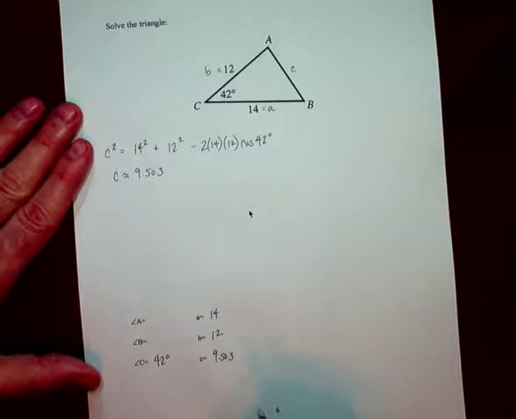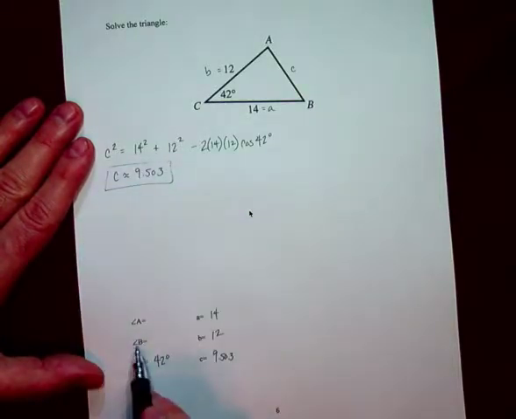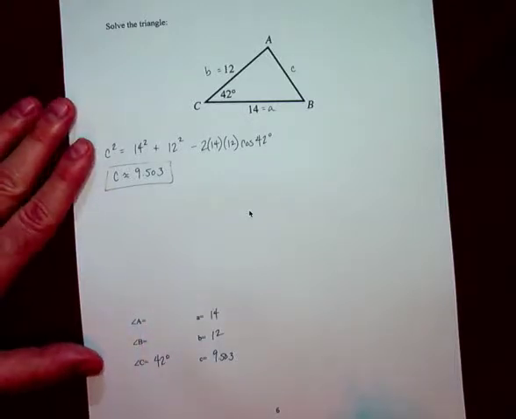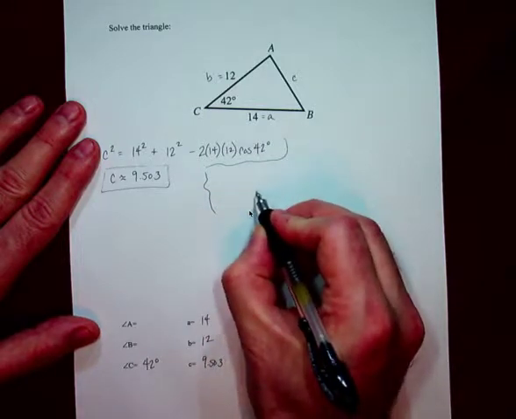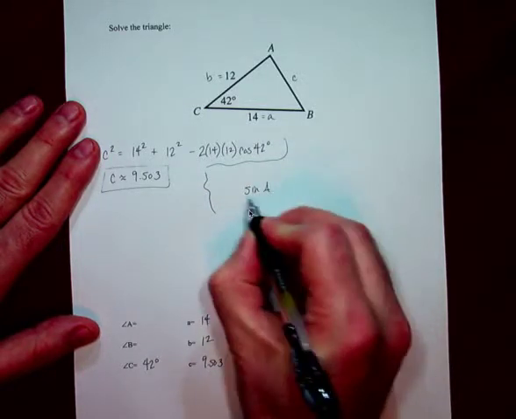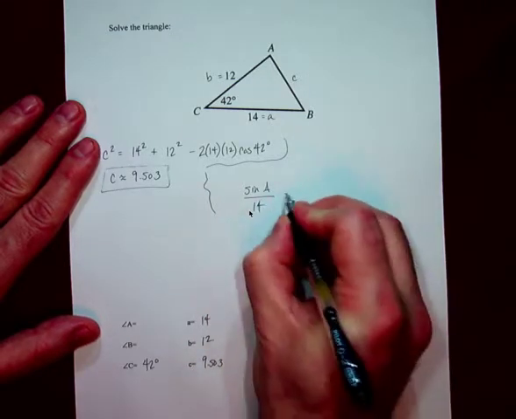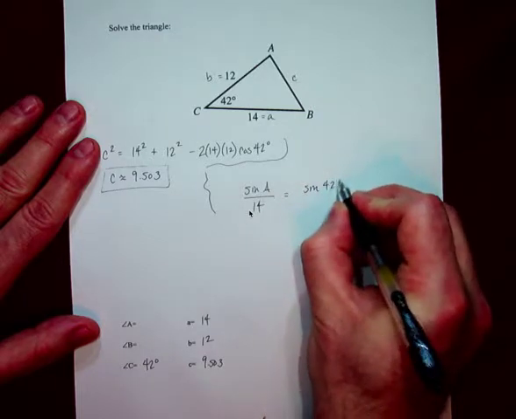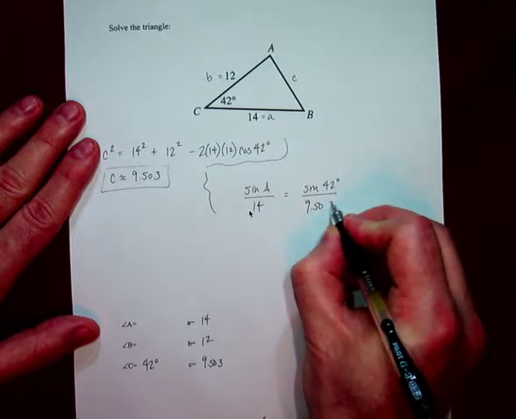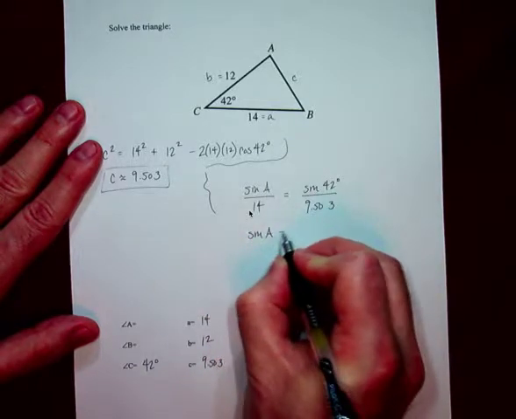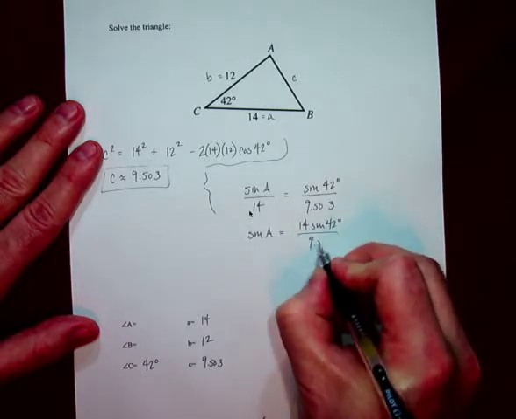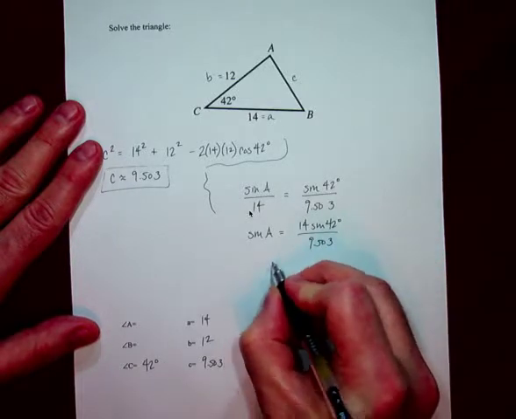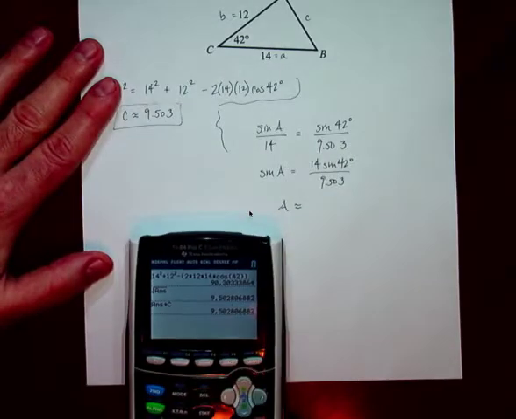Now I have a complete ratio. And now that I have a complete ratio, I can use it to find either A or B. Now once I find either A or B, simple subtraction will allow me to find the third angle. So let's go ahead and set it up over here. I'm looking for angle A. So sine of A over A is equal to sine of C over C. And so I'm going to get sine A is equal to 14 sine 42 degrees over 9.503, and A is going to be the arcsine of that.